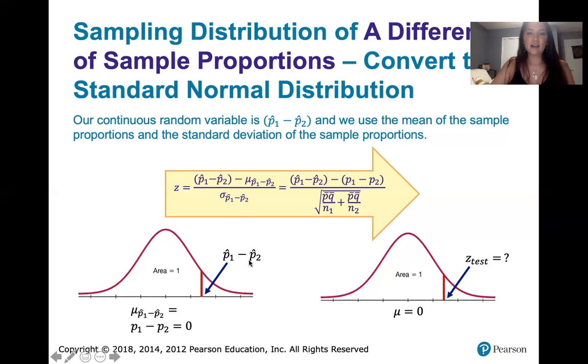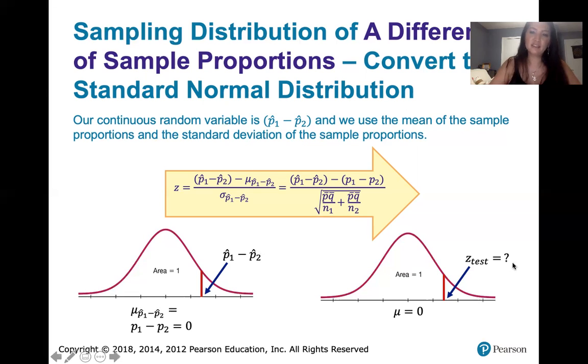And then we'll divide by this estimate of the standard deviation of P1 hat minus P2 hat, which is given by this expression here in the denominator. And that expression involves the P bar and the Q bar, because we're assuming P1 and P2 are equal to each other. And our best guess for what P1 and P2 are equal to is that pooled sample proportion P bar.